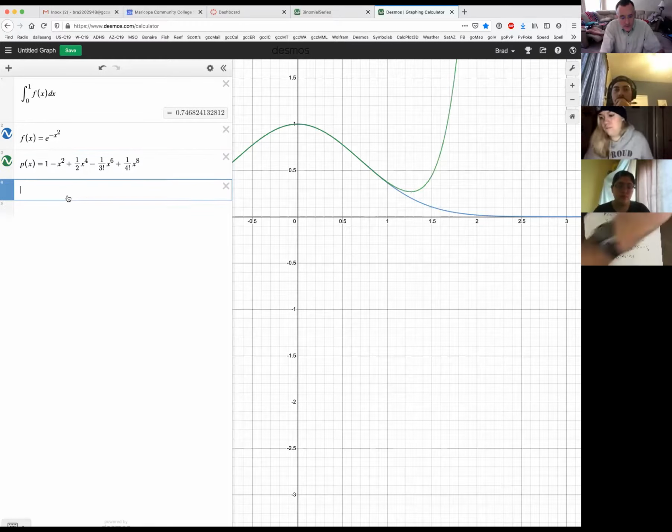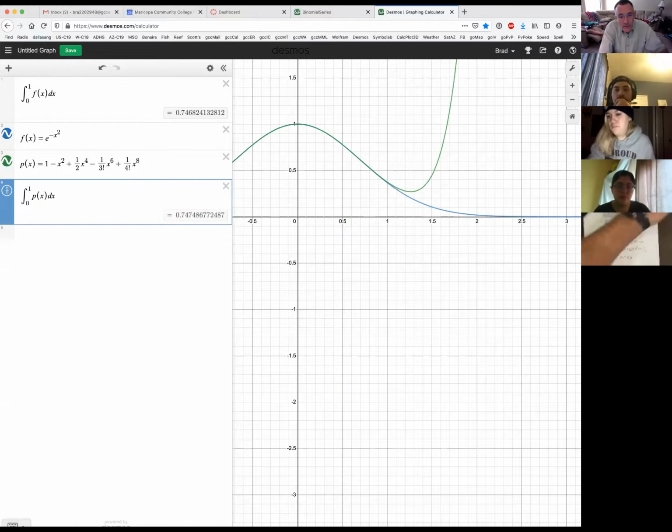So now what do you do? Well, now you could certainly do this, the integral from 0 to 1 of p of x dx. And so check it out. It's pretty close, isn't it? 747, 746, they're almost the same. So why aren't they the same? Well, I only did 5 terms here. So I would need more terms. And the more terms I make, the closer these are going to get to one another.